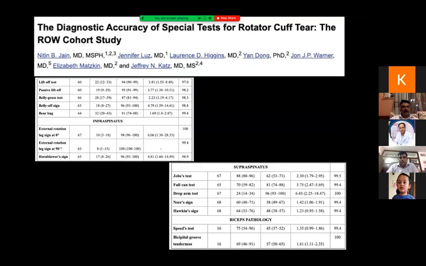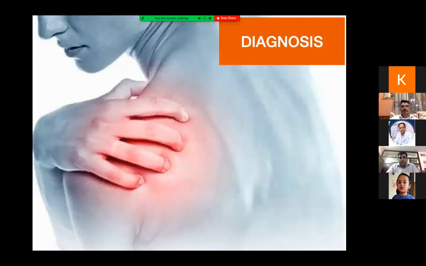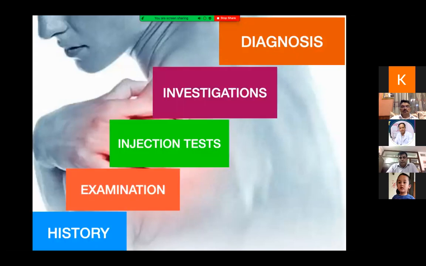So diagnosis of rotator cuff requires good history, examination, investigation, and some injections. Amit sir has touched on the injection test. My question to Navin sir: how often do you inject? Injection is not very common, but most of the time whenever I use an injection, it will not be just xylocaine. It is combined with steroid and is more therapeutic rather than diagnostic.